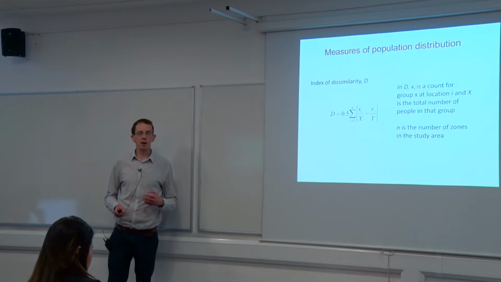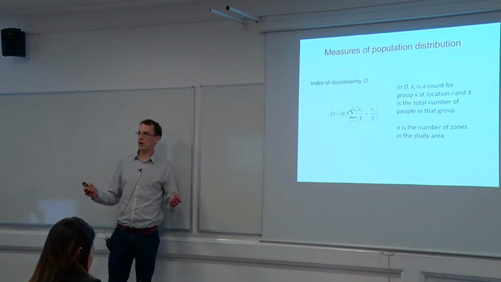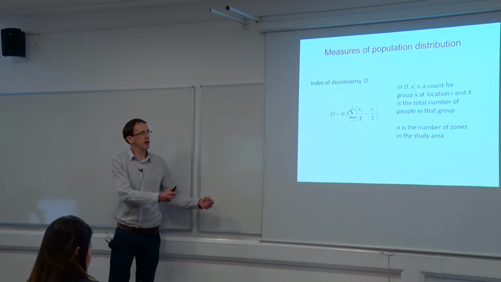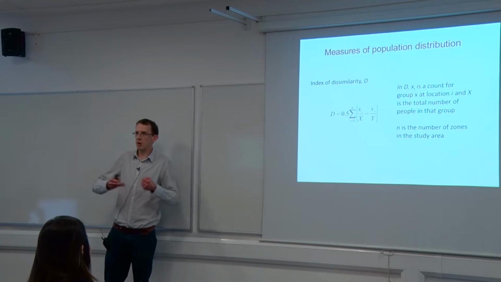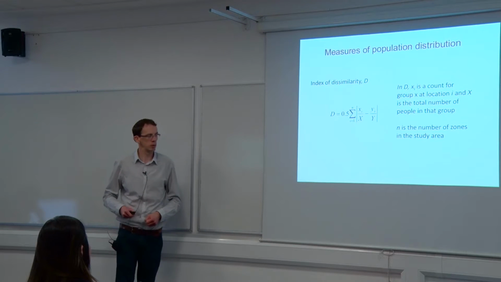If it's a value close to 1, it means that there's an uneven spread. So unemployed people tend to live in one set of areas and employed people tend to live in another set of areas. If it's close to 0, they're pretty equally spread. Every zone's got similar proportions of the two groups.